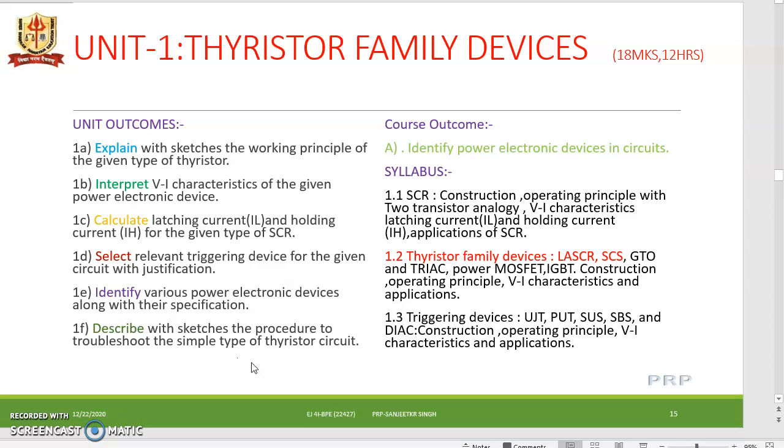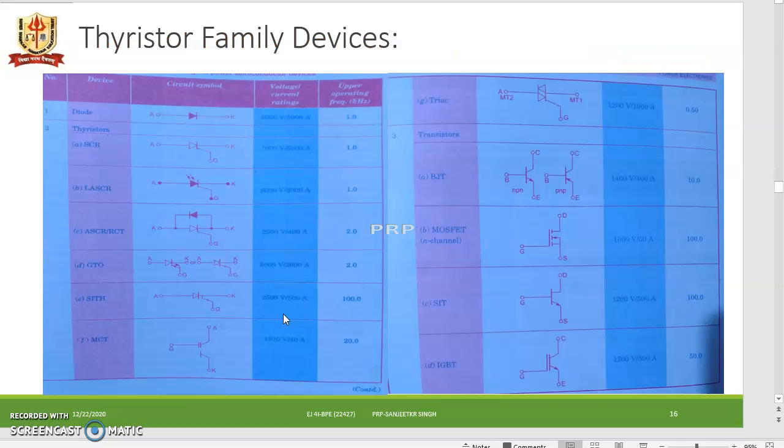In this presentation, we'll mainly see the two devices of the Thyristor family, that is LASCR and SCS. The course outcome is to identify the power electronic devices in circuits, and the unit outcomes remain as we already covered in the first part. So here is a diagram representation of the symbols and the different devices with their voltage ratings and upper operating frequencies of the Thyristor family devices.